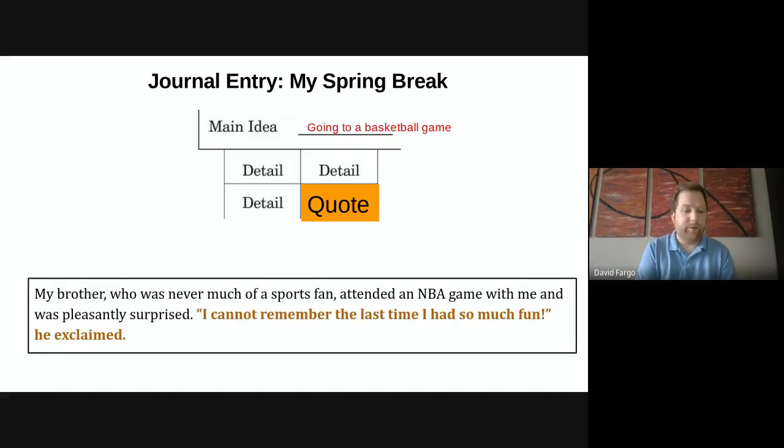My brother, who is never much of a sports fan, attended an NBA game with me and was pleasantly surprised. "I cannot remember the last time I had so much fun," he exclaimed. So you are basically improving that paragraph by adding a specific quote that lets you know the experience of somebody that went with you. You can even quote yourself, right? If it's a journal entry you're writing from your own perspective, you can quote somebody that was with you. You can provide a quote of something you said, but adding a quote to that paragraph just makes it stronger.